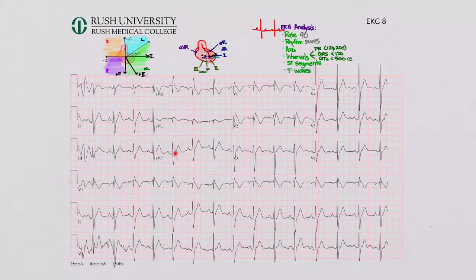Now, what about our axis? Oh, this one, that's a wash. That could be just even. This one is mostly down. Okay, so I'm going to call it positive. So lead 1 negative and aVF positive puts us in this right quadrant over here. So we're going to call that right axis.